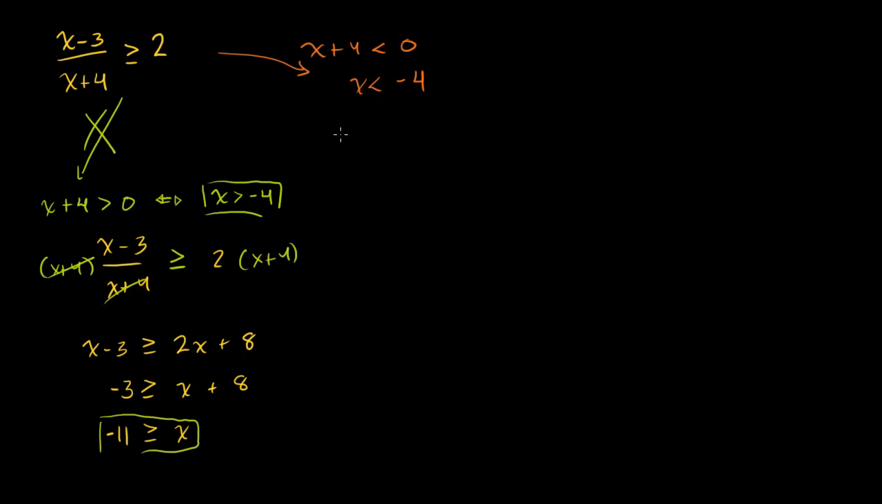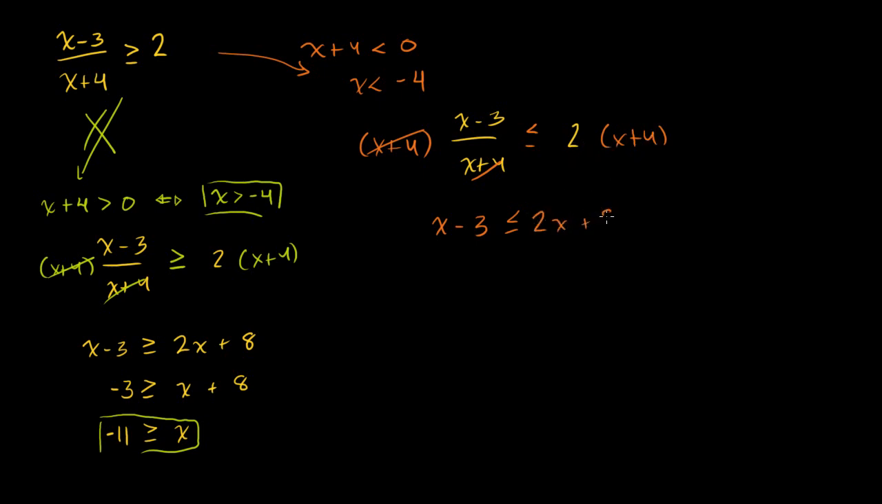So if we assume that x is less than -4, then when we multiply both sides of this inequality times x + 4, you're multiplying x + 4 by (x - 3)/(x + 4), and then you have your 2, and you're multiplying that times x + 4. Since we're taking the other situation where x is less than -4, which makes this expression negative, since we're multiplying both sides by a negative, we swap the inequality. Let's see what we get. This and this cancel out, and then we get x - 3 is less than or equal to 2 times x plus 2 times 4, which is 8.